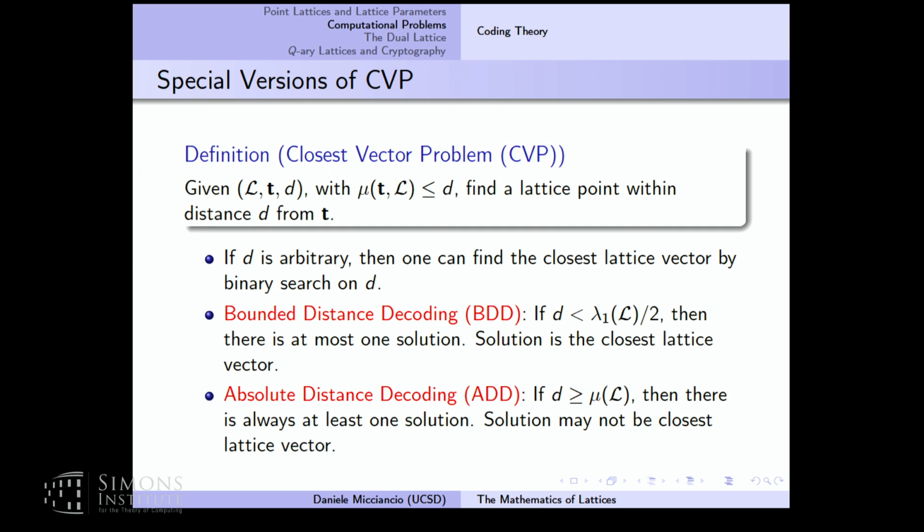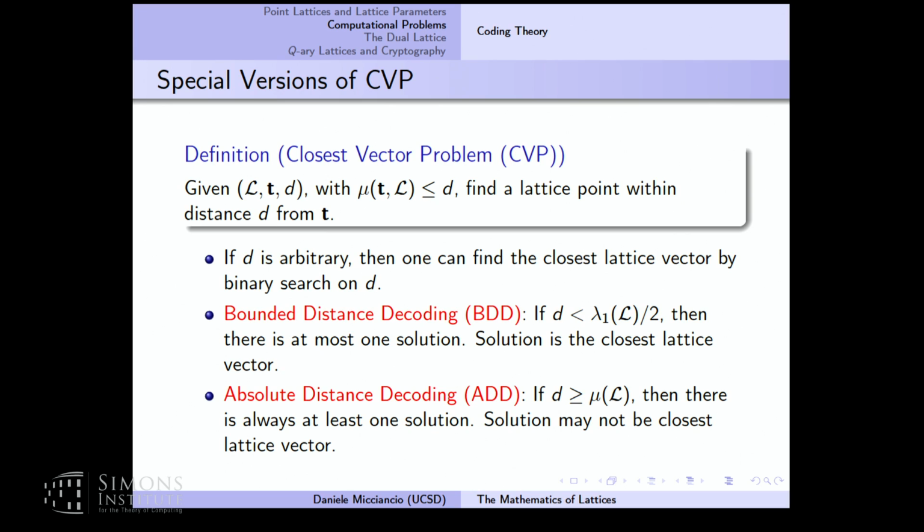And notice, if you don't know the distance and d is arbitrary, you can always try to do binary search on d to find the closest lattice point. So being given this distance as an additional parameter doesn't make much of a difference in general, but you can consider restricted versions of the problem.